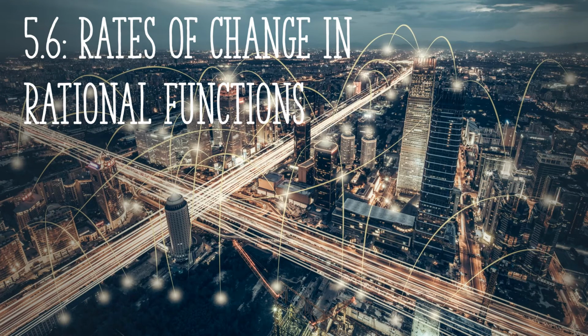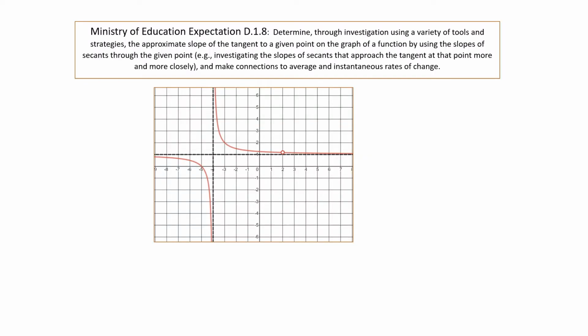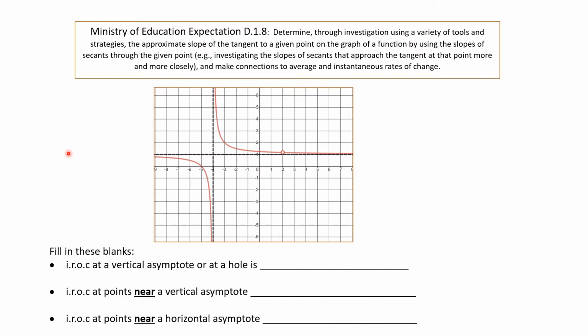Today's lesson is 5.6, Rates of Change in Rational Functions. So one of the big expectations of this course is that you are able to find rates of change. That's why we keep coming back to this topic all year. So we're still talking about everything that you know about rates of change. We're just going to apply it this time to rational functions. So looking at this picture here, we want to fill in the blanks.